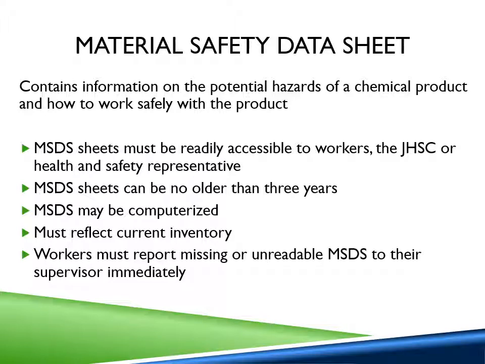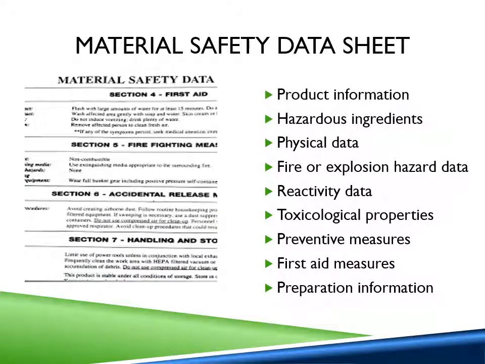In any event, if the Joint Health and Safety Committee or representative requests a copy, the employer must provide a hard copy accordingly. And it is ultimately the responsibility of the employer to ensure that the MSDS is kept up to date and reflecting the current inventory. Should a worker notice a missing or unreadable MSDS sheet, they must report it to their supervisor immediately.